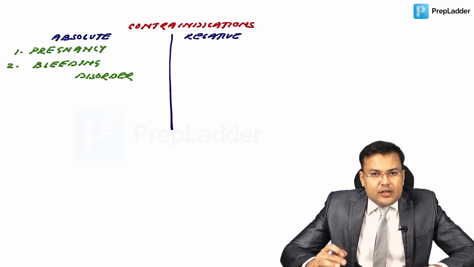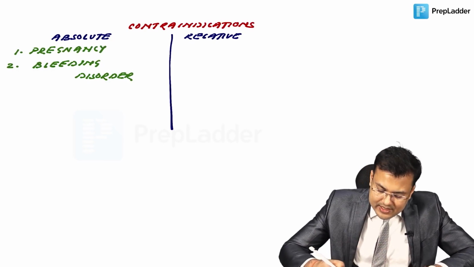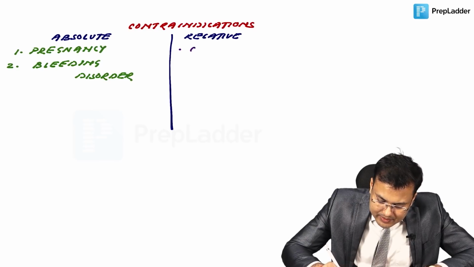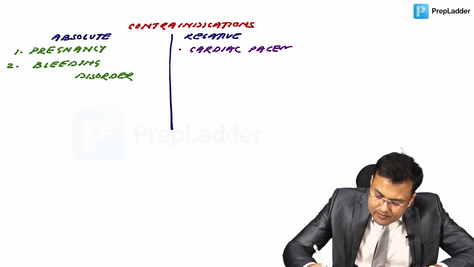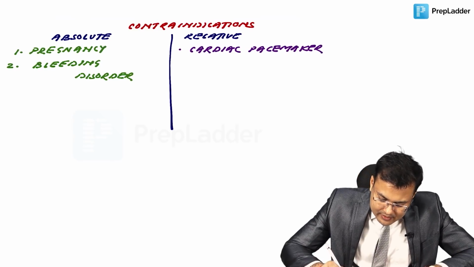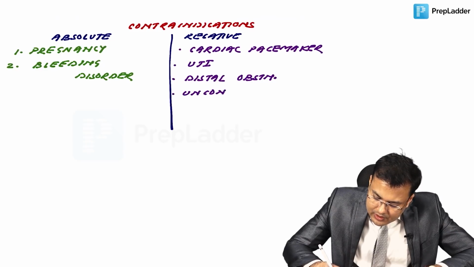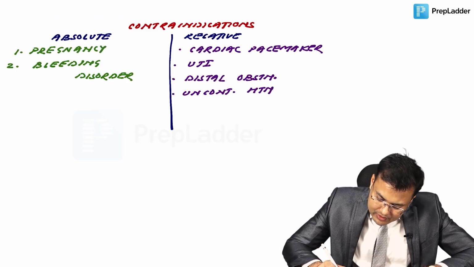First, there is increased risk of extrasystole. So if a patient is having pacemaker, that is also a relative contraindication. Clear? So cardiac pacemaker, there is increased risk of UTI. So if there is already UTI, that increases the risk. Distal obstruction, we discussed. Uncontrolled hypertension, obesity, orthopedic abnormalities.